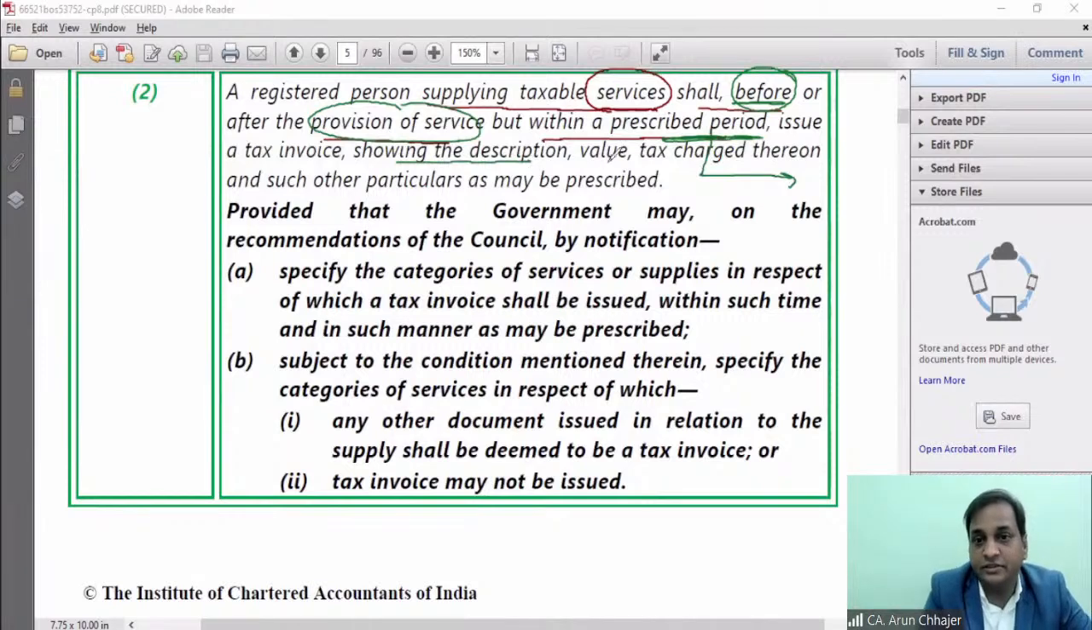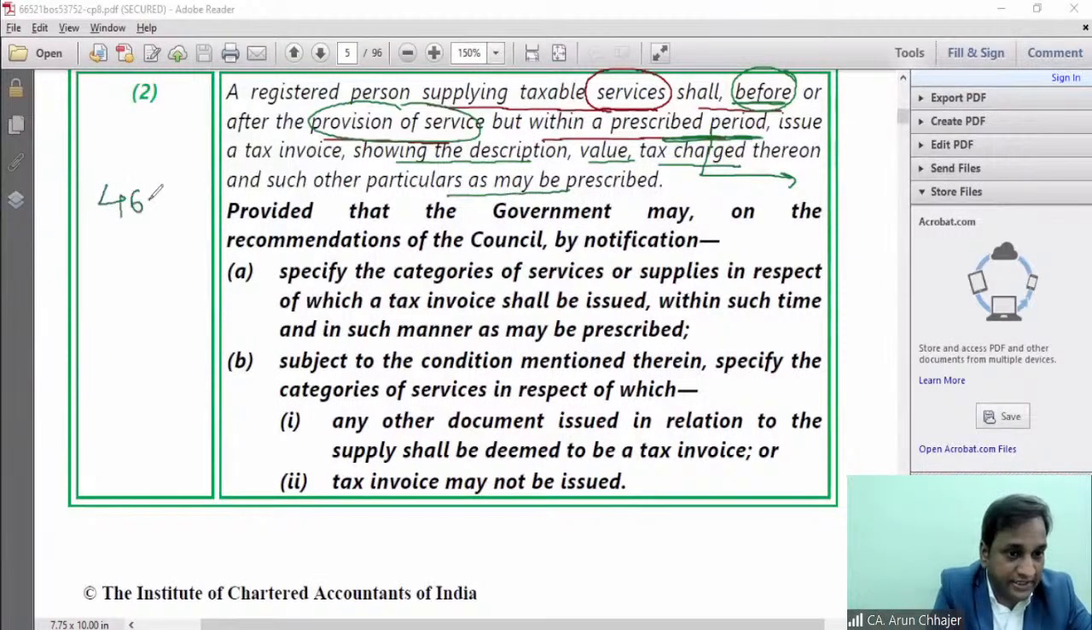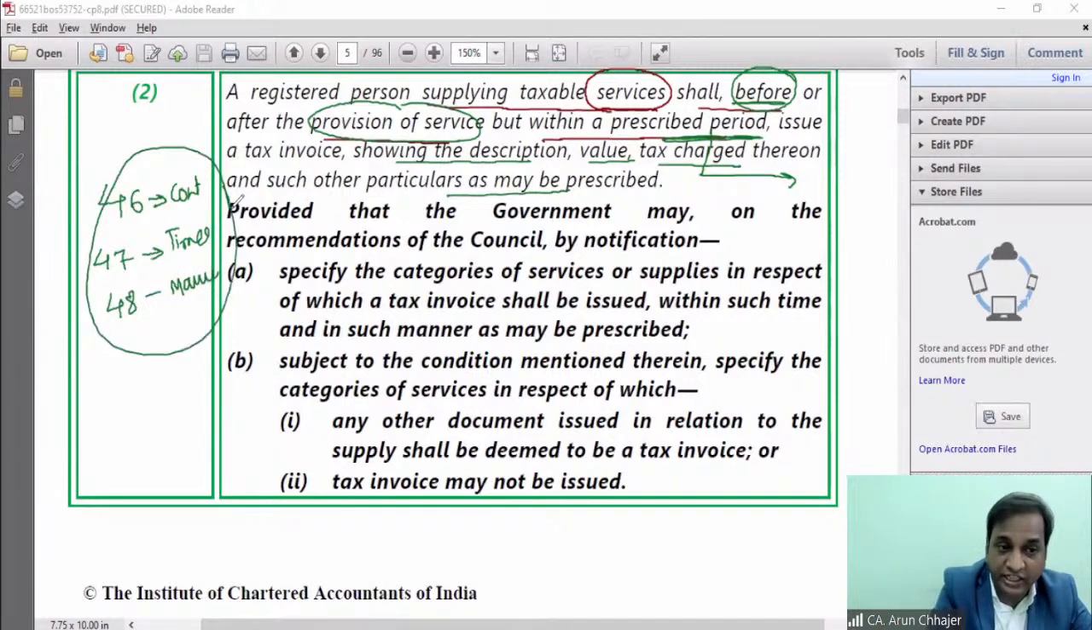Showing the description, value, tax charged and other particulars as may be prescribed. Again, we will refer to rule 46 for content particulars, rule 47 for time limit, and rule 48 for the manner of issuance of invoice. These three rules are very, very important. We will discuss them in some time.